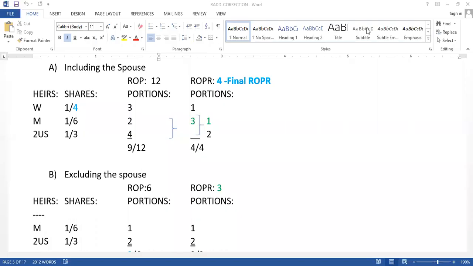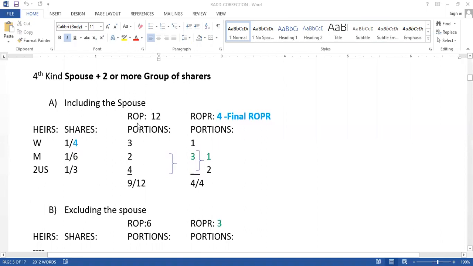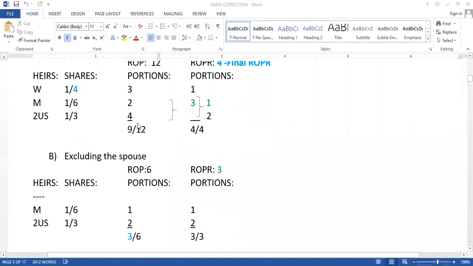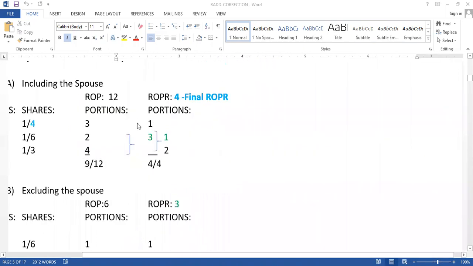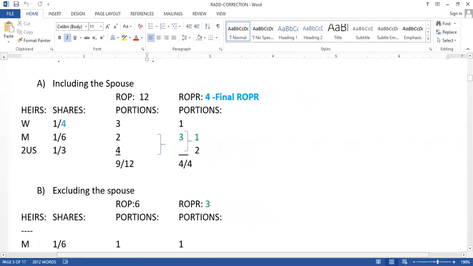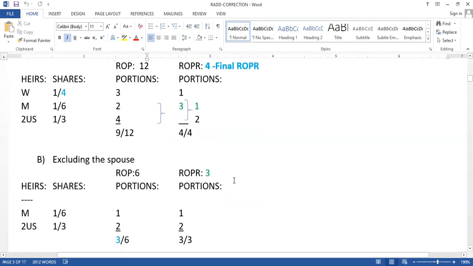Okay, so let's continue. So after solving the first part, which includes the spouse, then we need to solve again the case by excluding the spouse, meaning isosolve natin siya in part 2. Okay, sana ba yun? In part 2 solving na hindi nakasama si wife, no? So only the mother and the veteran sister.